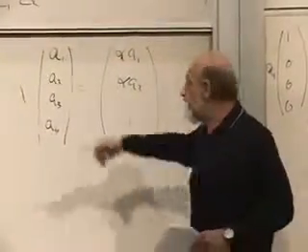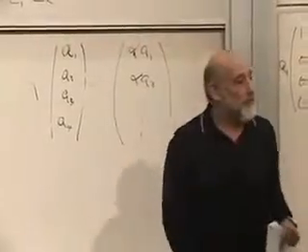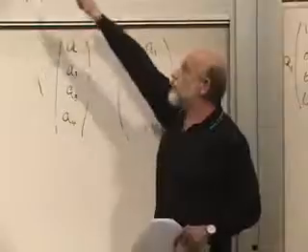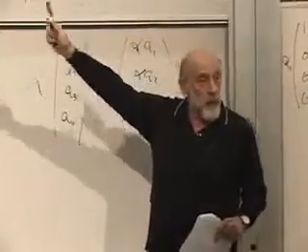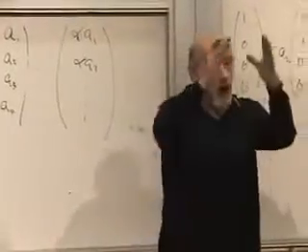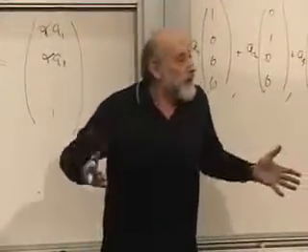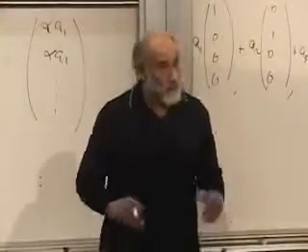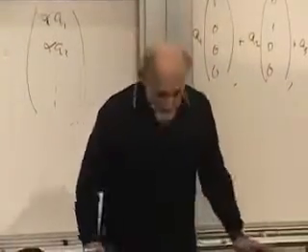5 entries would be 5-dimensional, 2 entries would be 2-dimensional. What about just 1 entry? 1 entry would be just the good old complex numbers. It would be a 1-dimensional vector space. So a column vector with just 1 entry is just a number. It's just a complex number, and they form the 1-dimensional complex vector space.